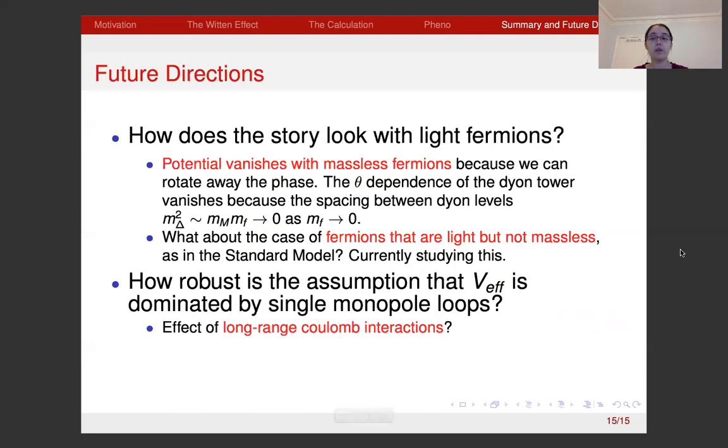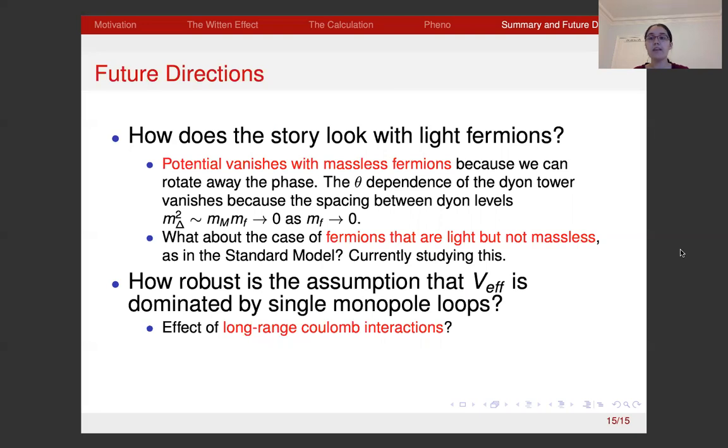So one thing that we're currently working on in future directions is understanding the effect of light fermions, which we'd like to understand because we expect them in the standard model. And why do we expect things to be a little bit more complicated with light fermions? Well, we know that the potential should vanish for massless fermions because we can rotate away the phase, so it should be unphysical in the case of massless fermions. The way to see this is to notice that the theta dependence of the dyon tower is going to vanish because the spacing between the dyon levels is proportional to m delta squared. And m delta squared scales like the mass of the fermions, which goes to 0 as the mass of the fermions goes to 0. So in the massless case, theta dependence vanishes, and therefore there's no potential.